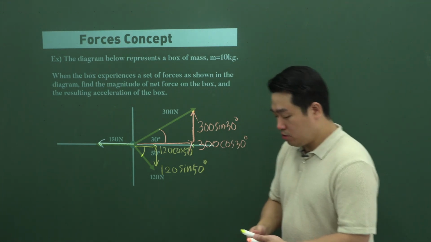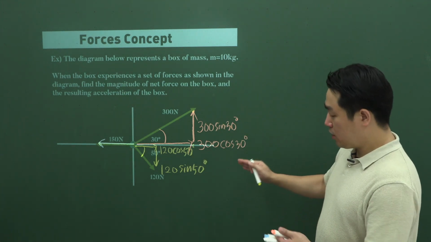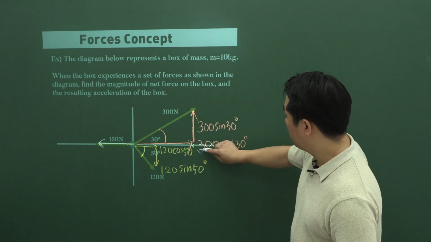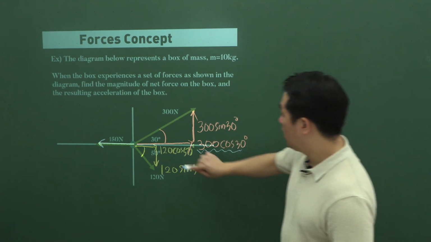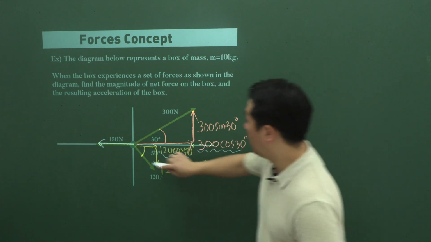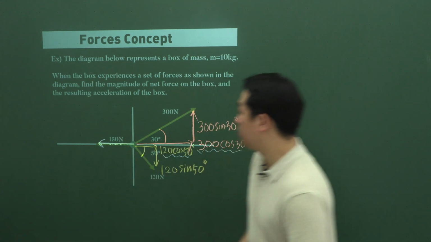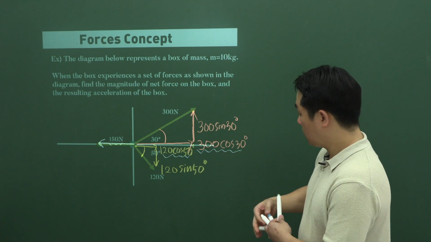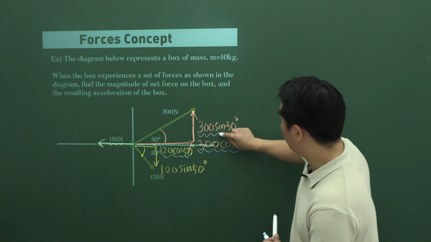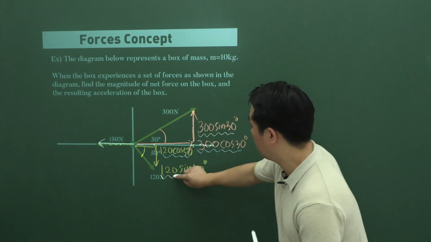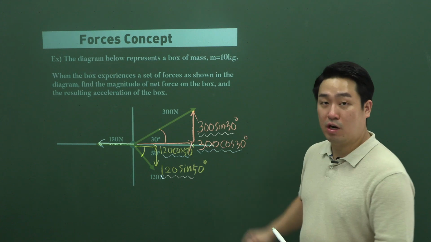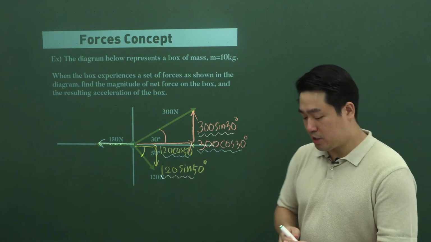So in order to do a numerical calculation, we should take a look at the horizontal and vertical components separately. Horizontal: one over here, another one over here, and another one over here. And the vertical ones: one over here, and another one over here. So I color-coded them differently, blue and white. So let's add and subtract them separately.